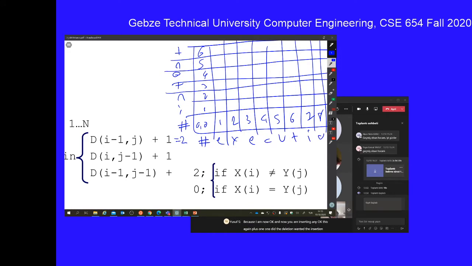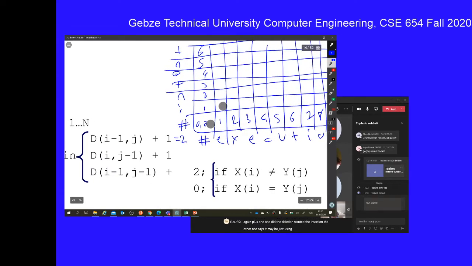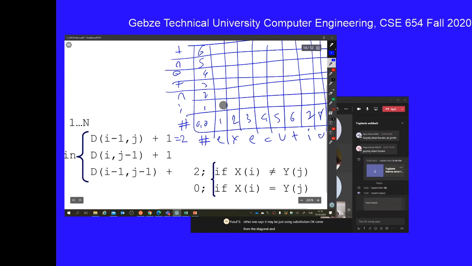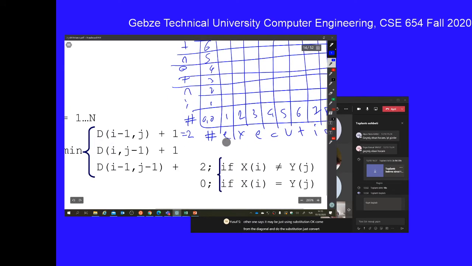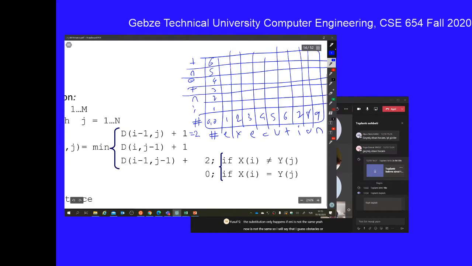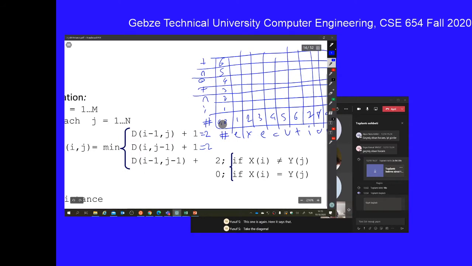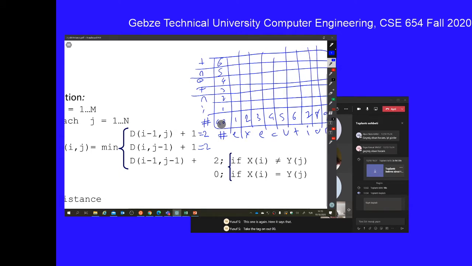The other one says that maybe just use the substitution. Come from the diagonal and do the substitution. Just convert I to E. The substitution only happens if E and I are not the same. E and I are not the same, so the cost of substitution is 2. So again, this one is 2. It says take the diagonal 0,0. Its value is 0.